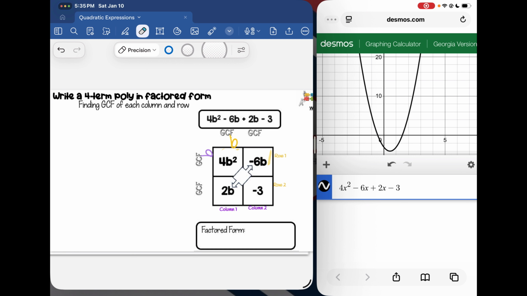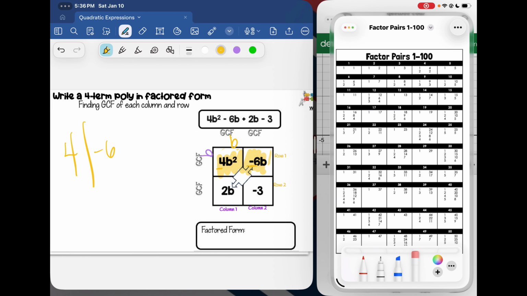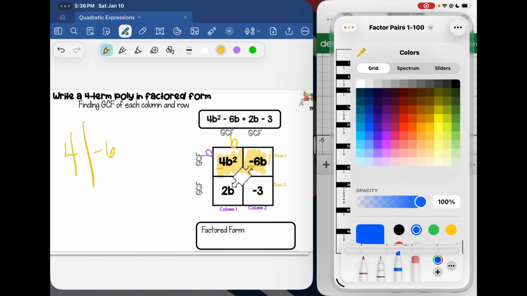But I also have to look at my coefficient, aka the number in front of the variable. So I'm still looking at this row, but now I'm looking at the 4 and the negative 6. I'm trying to find the greatest common number between 4 and 6. I gave you this factor pair list at the beginning of the year. It's in the front of your notebook, in the reference book. You're going to need it for the next couple of days. So if I'm trying to find the greatest common factor between 4 and negative 6, I need to find that on my factor pair sheet.